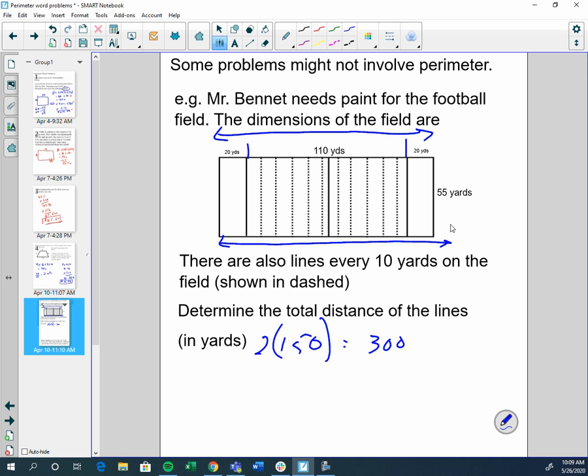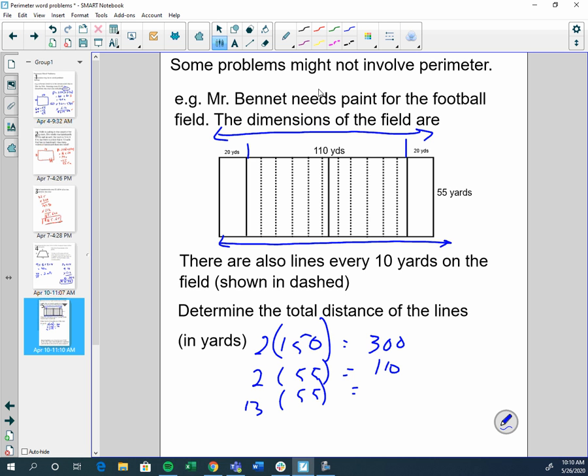Then I've got 55 here. The width of a CFL field is 55. So I've got 2 times 55, which is 110. And then I also have all these other lines here, right? So I've got 1, 2, 3, 4, 5, 6, 7 is center, 8, 9, 10, 11, 12, 13. I've got 13 lines that are also that width. They're also 55. That I'm going to need a calculator for.